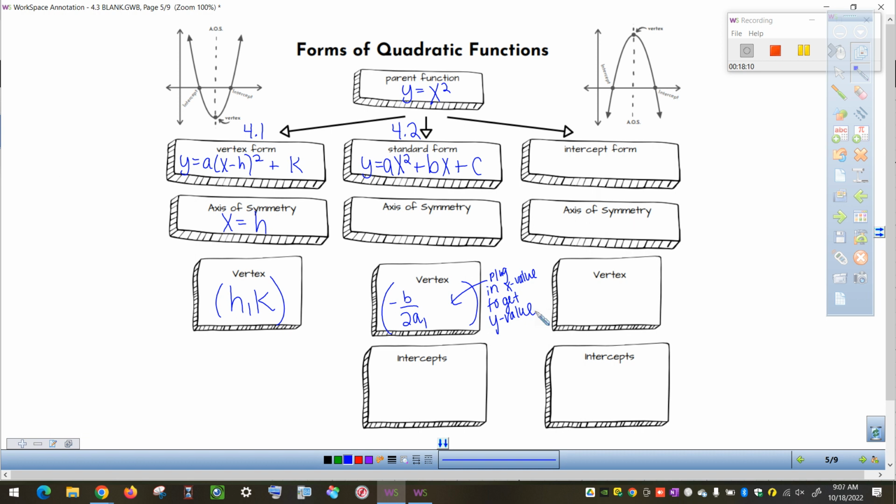Now, just as we saw before for vertex form, the axis of symmetry is always x equals the x value of the vertex. Well, in this case, the x value of the vertex is negative b over 2a. So that's the number that goes in our axis of symmetry equation.